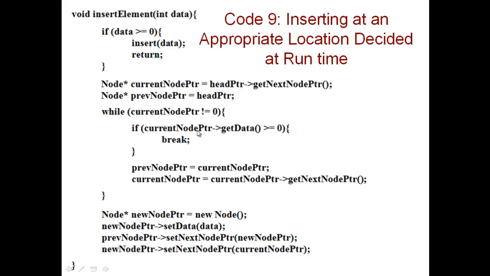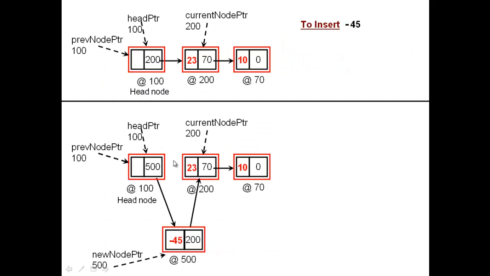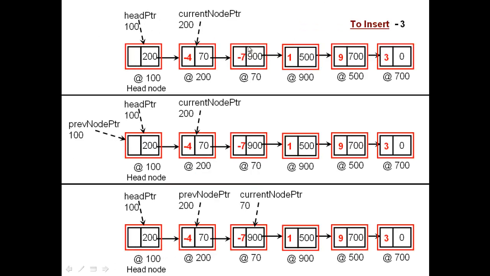If you encounter data that is negative, that means you're still among the negative integers there. So that means you have not yet reached a positive integer. So you can move the current node pointer to the next node, and this is how we move as before. First make the previous node pointer take up the value of current node pointer. Like in this case, we have to look at this example for this.